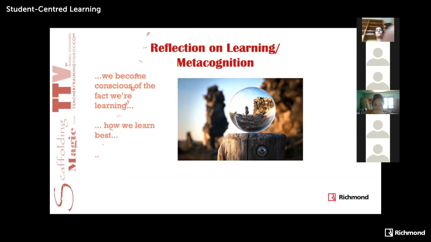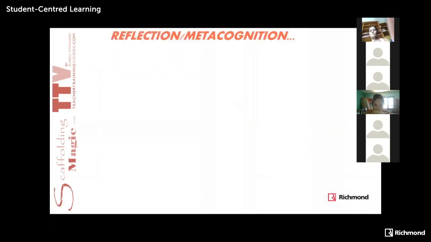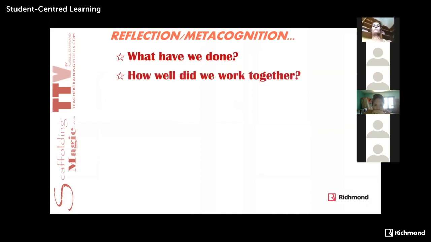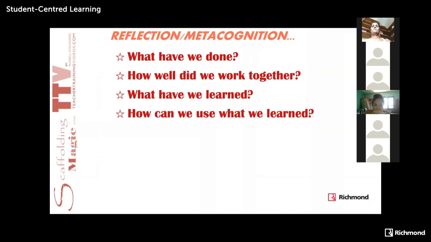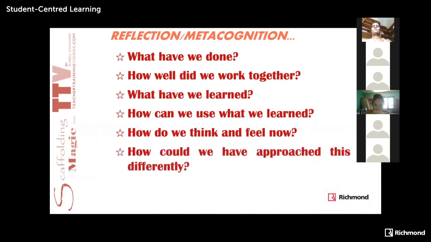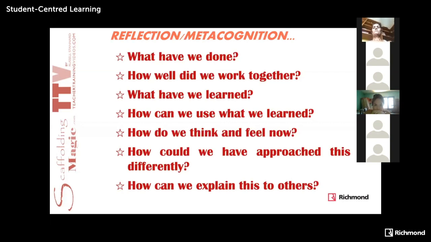So we want to learn how they learn best, and in the end, we want not just responsible students. We want them to be more responsible human beings and citizens of the world, right? I think that's the objective in the end. So how can we do this? We can ask very simple questions at the end of a project, but also in the beginning and during. What have we done? How well did we work together? What have we learned? How can we use what we learned? How do we think and feel now? The affective domain is really important. We haven't talked about that yet. How could we have approached this differently? And how can we explain this to others?